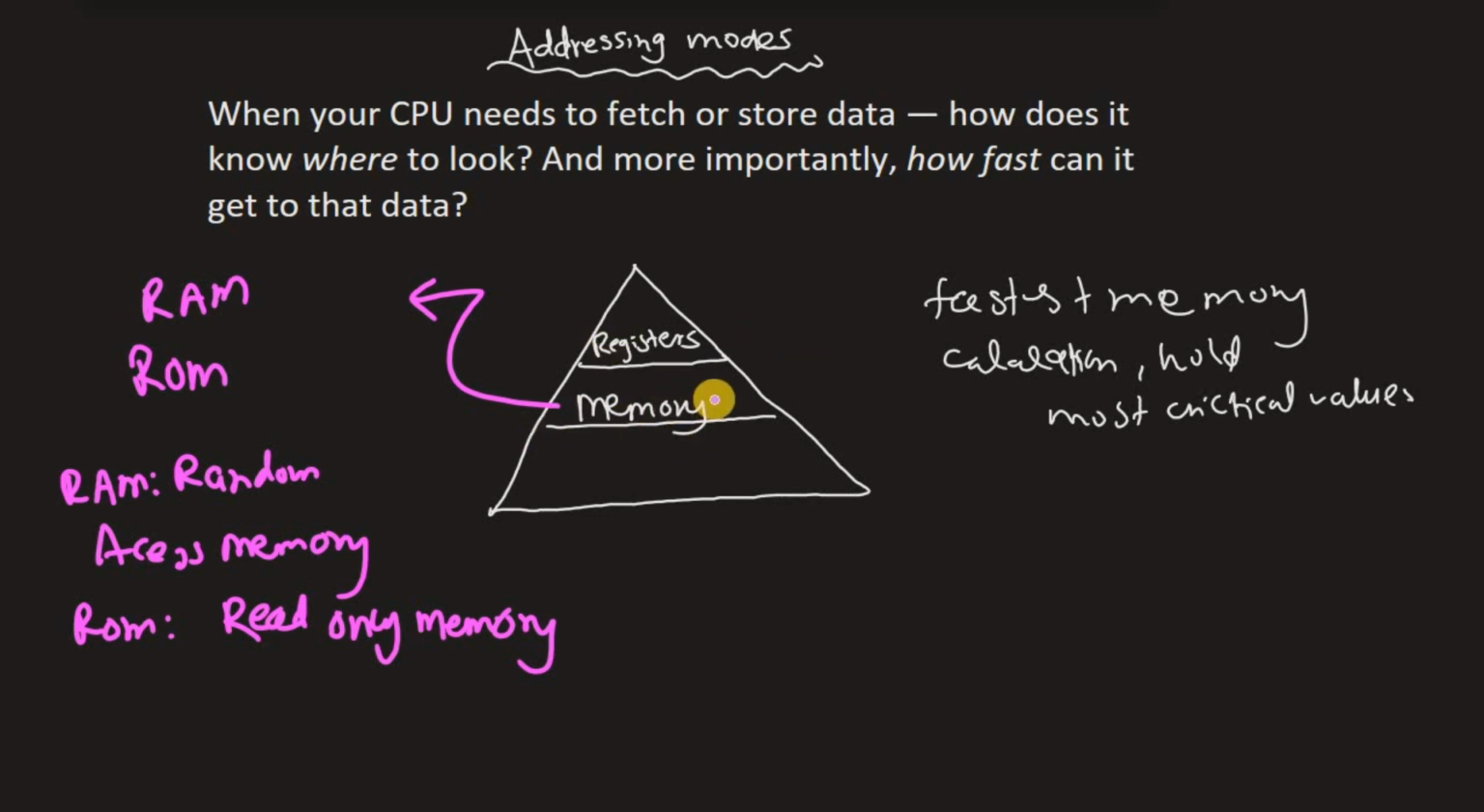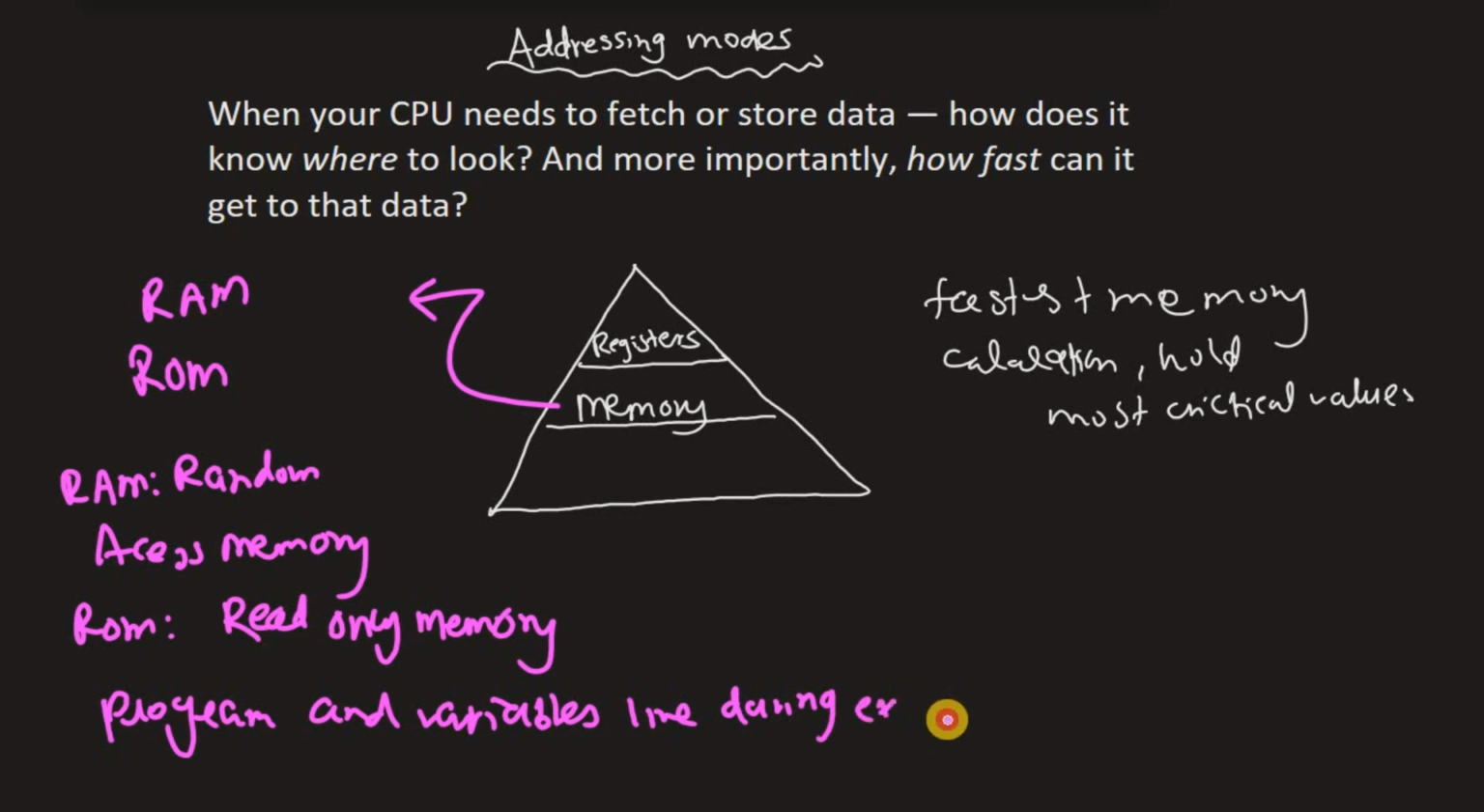Which means it's slower than the registers, but it is much larger. The main memory is where most of your programs and variables live during execution. So you can say programs and variables live during execution.